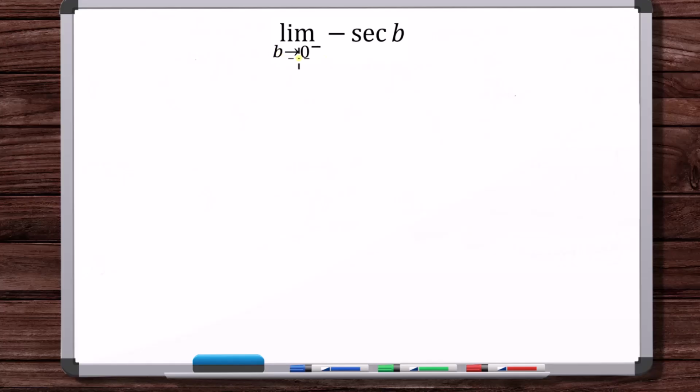Okay, the limit as b approaches 0 from the left of minus secant b. So secant is 1 over cosine. All right, now, perhaps if we plug in 0, then we're going to get an output here. And this function is going to be continuous. Secant is continuous everywhere in its domain. So, yeah, cosine of 0 is 1. Minus 1 over 1 is minus 1, so there you go.